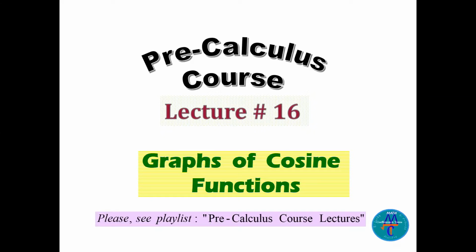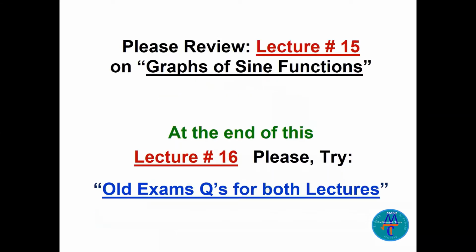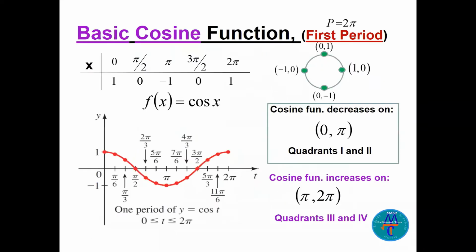This is lecture 16 of the pre-calculus course about graphing cosine functions. Just to remind you, please, you can review lecture 15, graphs of sine functions. Also, at the end of this lecture 16, you can find some old exam questions to practice on both lectures. Now let's first graph the basic cosine function from 0 to 2 pi.